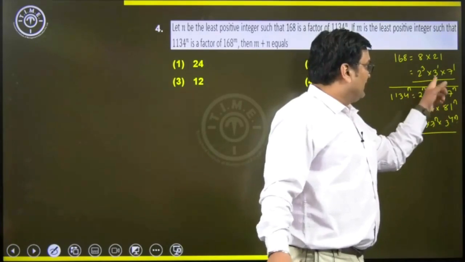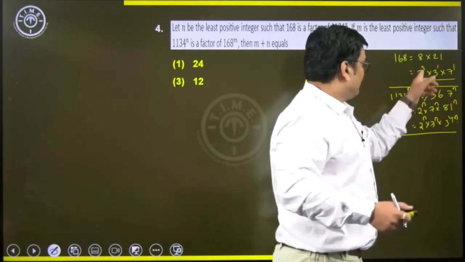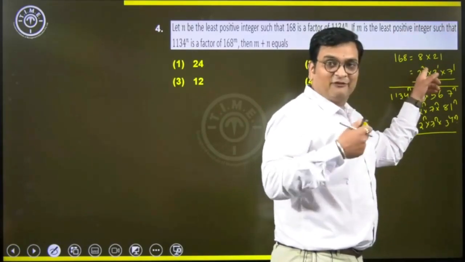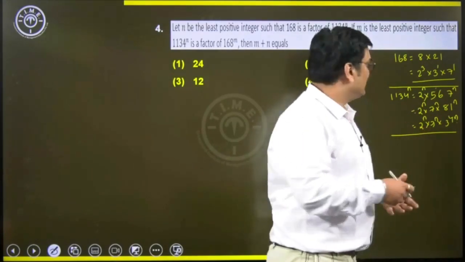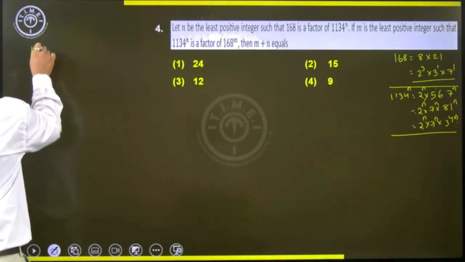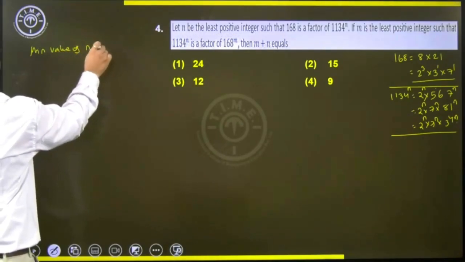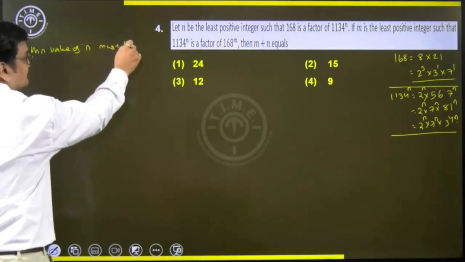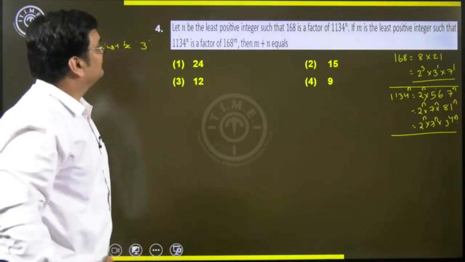What about 3? I need only one 3, here I have 3 power 4, more than what I need. And what about 2? This 2 power 3, if I want it to be a multiple of 168, but I have only 2 power 1. So thus can I say the minimum value of n from that result must be 3. It can't be less than that. So we get the least value of n.